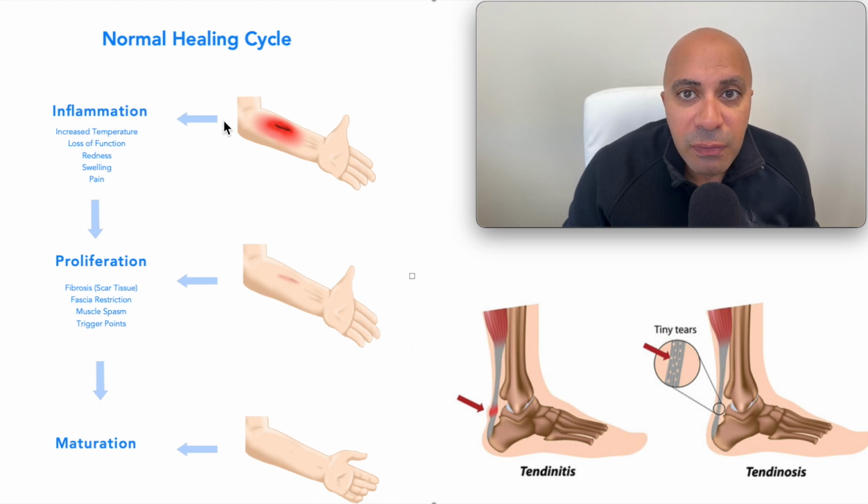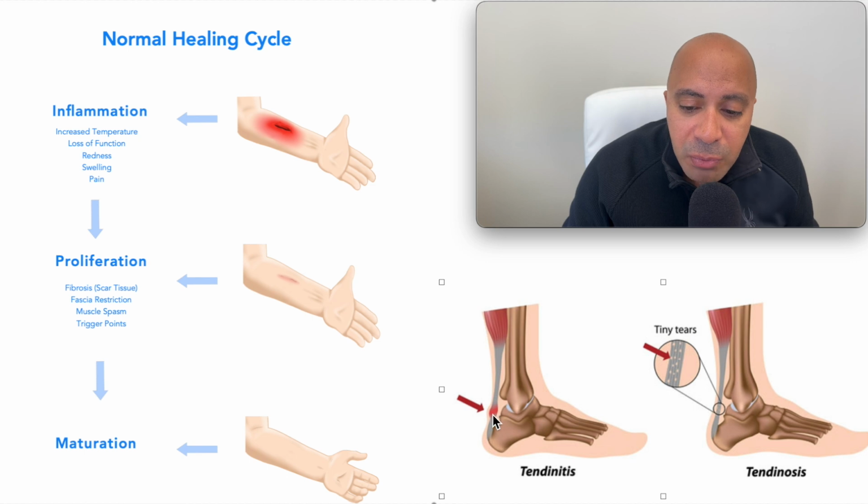So the first stage of healing is inflammation: swelling, redness, the blood starts to rush to that area. The second stage of healing is the proliferation stage. That's when your body starts to build scar tissue, and you can see it here. And with Achilles tendonitis, by definition, itis is inflammation. So it's an inflammation in the tendon area, and you can see it here in this image, the redness.